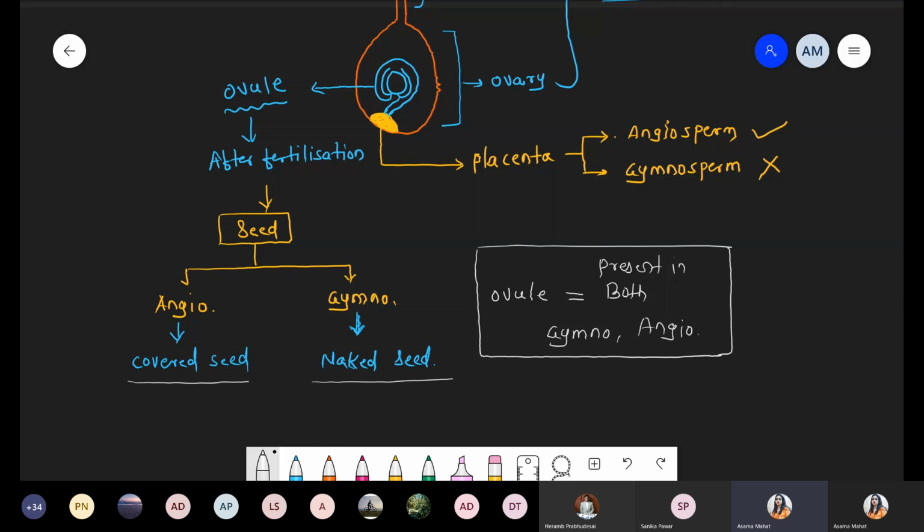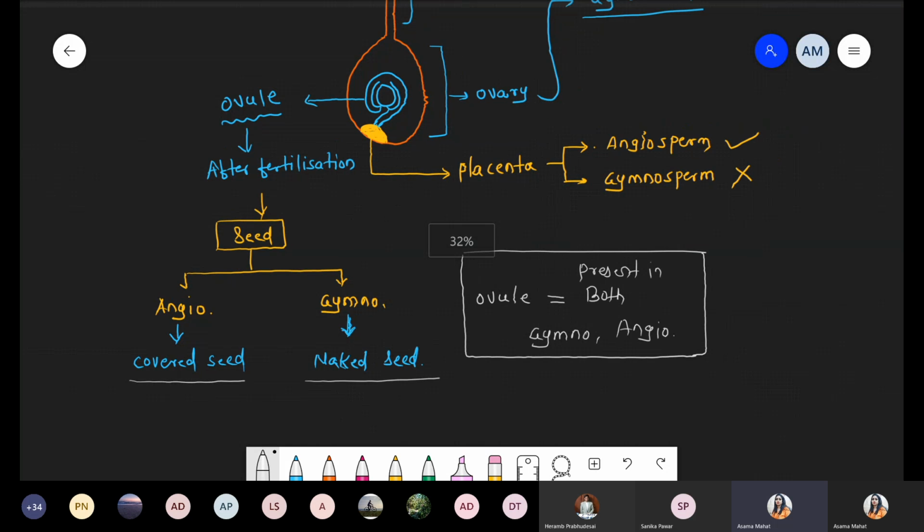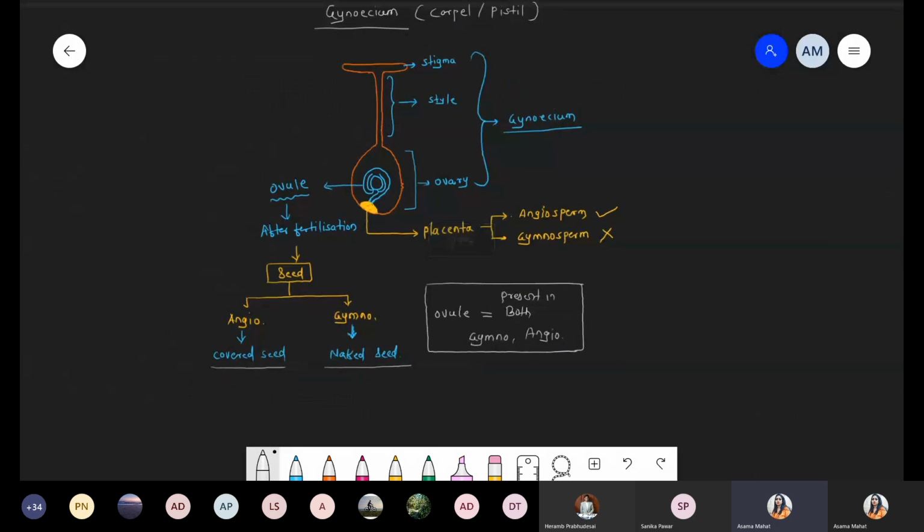Is there any doubt from the structure? These are very simple, initial structures. What is the meaning of gynoecium? What are the different parts? Ovules are attached to the placenta, because in the further part we have to discuss placentation, that is, the arrangement of ovules on the placenta. It should be attached to the placenta. Should I continue to the next part?